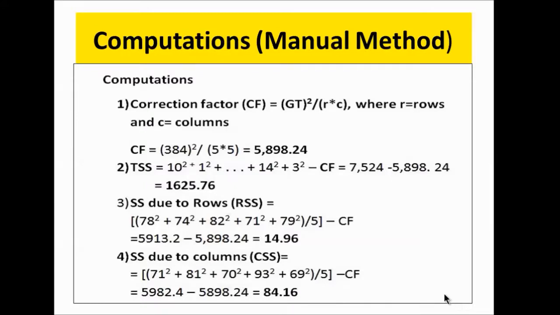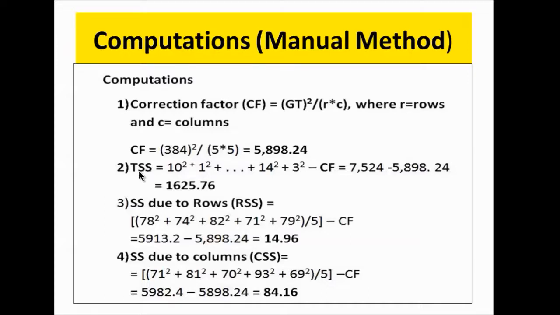The first step in the analysis is to calculate the correction factor. So we square the grand total divided by the product of the rows and columns. So this will be 384 squared divided by 25. You obtain this, 5,898.24.